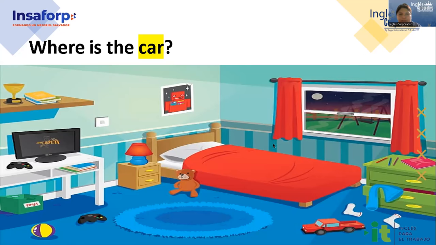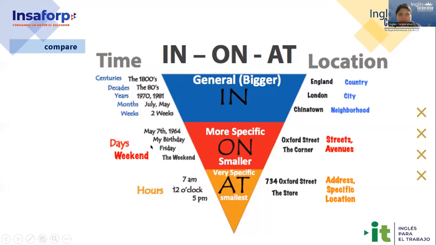So that was so easy. Let's continue. Look at this. We're going to compare the following. So I don't want to confuse you, but it's really important to understand how to use this time and location. Entonces estuvimos viendo la semana pasada in on y at con time. Ahora lo estamos viendo con ubicación. Entonces tienen dos usos. So now let's see a time.